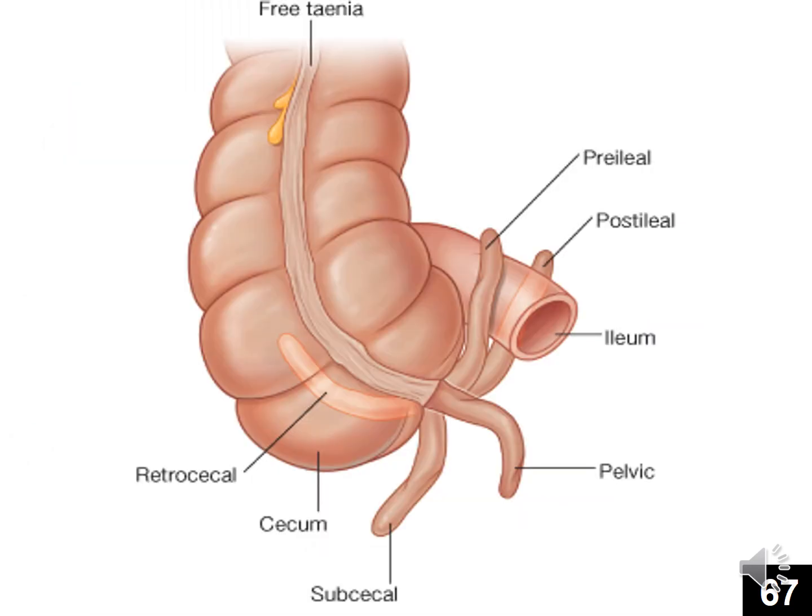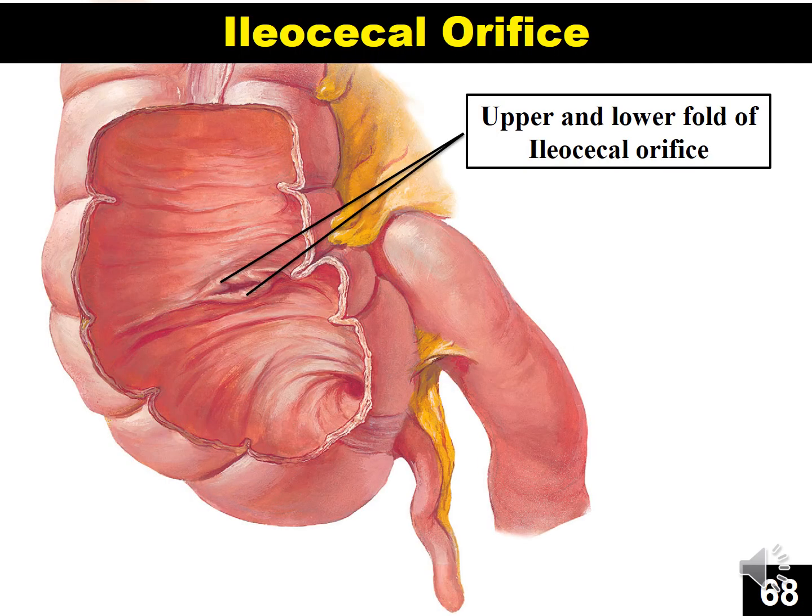Now here the 5 positions of the appendix. First, this one at the top is retrocecal, behind the cecum, in the retrocecal recess. Then subcecal, which is below the cecum, and pelvic, which is suspended into the pelvic cavity. And it can be in front of the terminal part of the ileum or behind the terminal part of the ileum, which we call pre-ileal and post-ileal. Now I also have the ileocecal orifice and the superior and inferior folds.